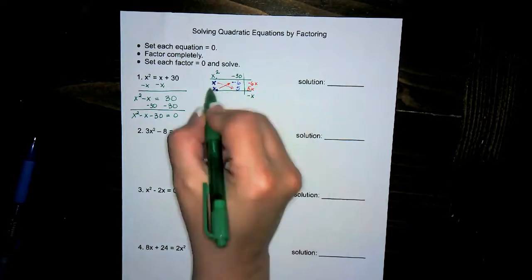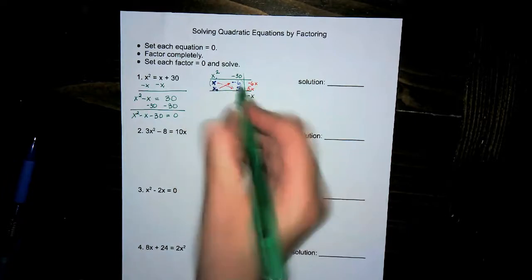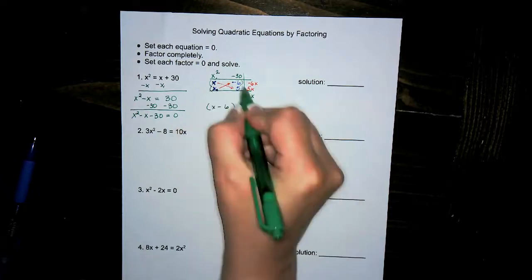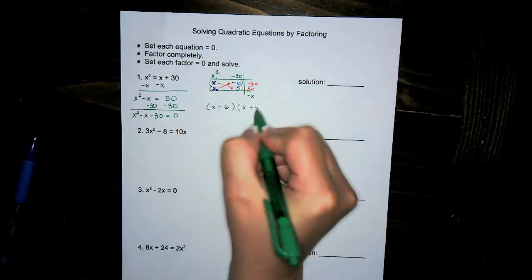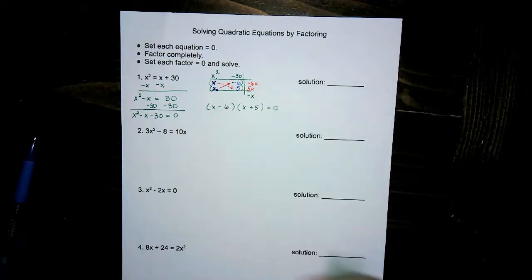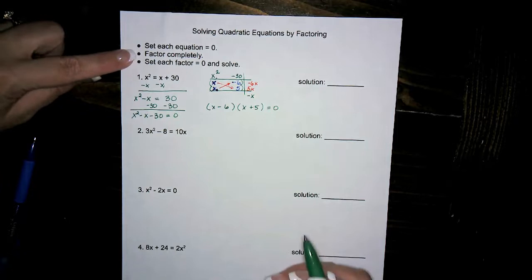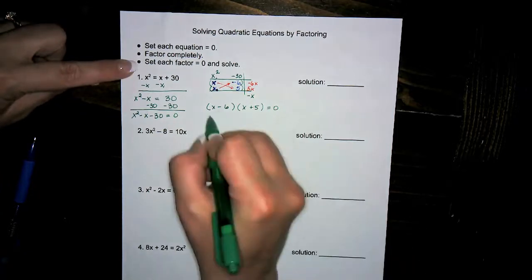So we're going to take our parentheses here out of the middle. One of our parentheses will be x minus 6. And one of our parentheses will be x plus 5. And now we have accomplished step number 2, which was to factor completely. Step 3 is to set each factor equal to 0.